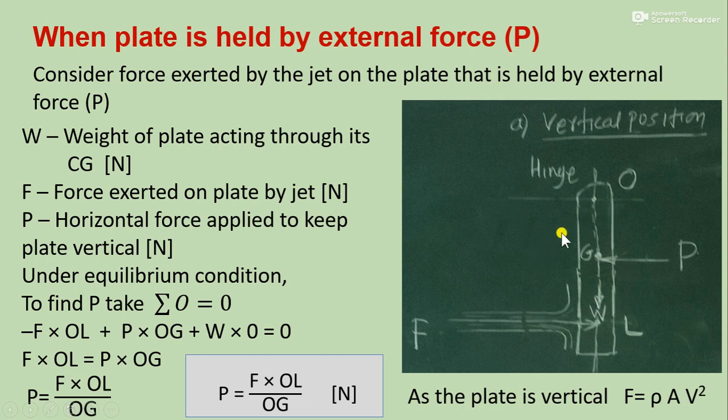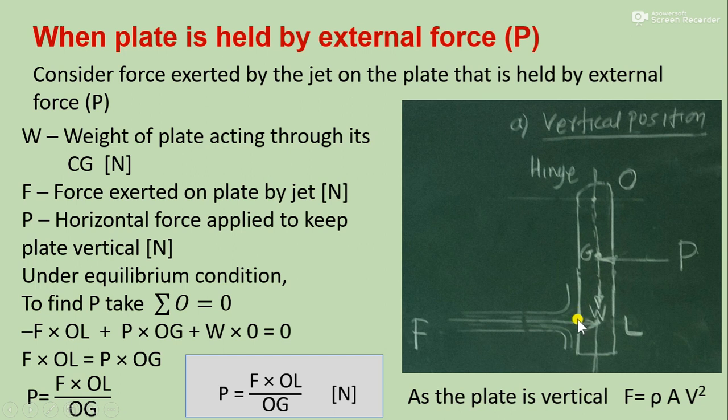We have already discussed this diagram. In this case, the force exerted by the jet on the plate is F, and that is held by the external force P. So it means that to keep this plate in vertical position, this is the external force P. Now the weight of this plate is W, that is acting through its center of gravity, that is point G.